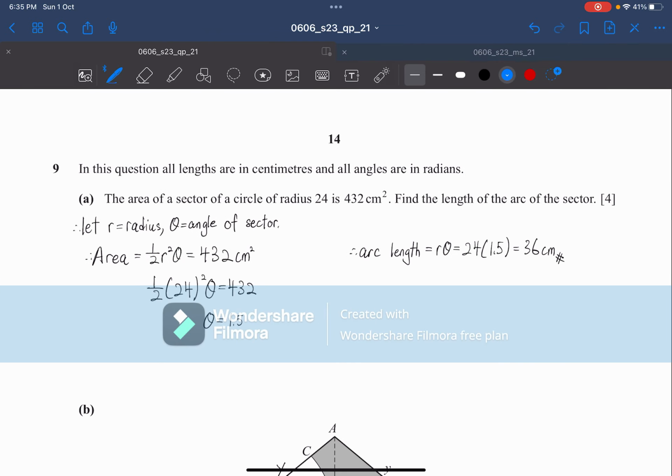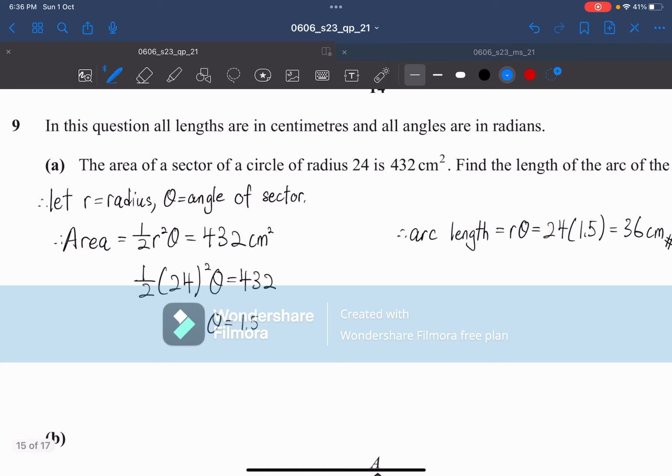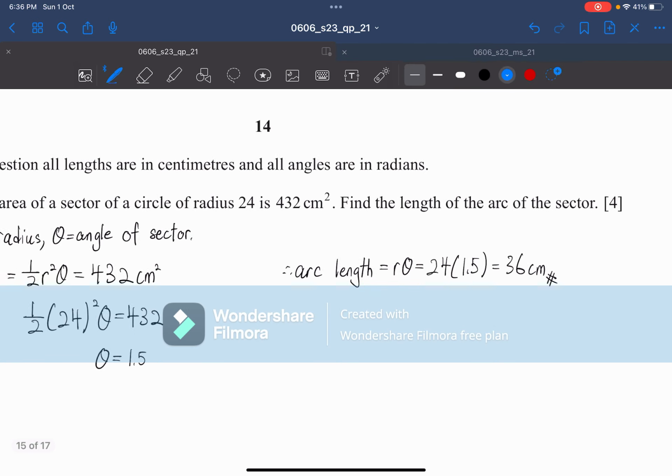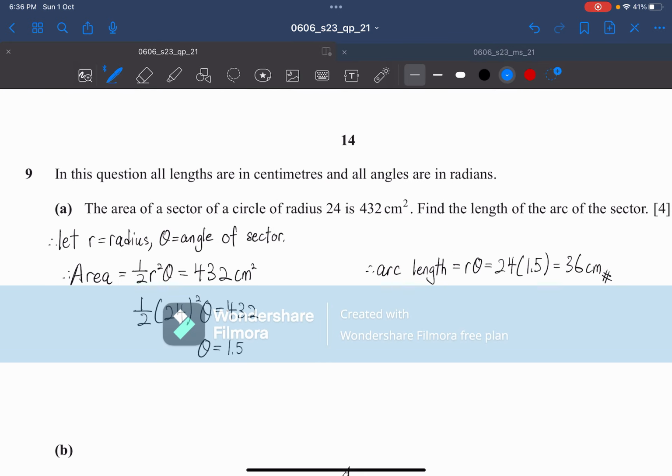So, in this question, all lengths are in centimeters and all angles are in radians. The area of a sector of a circle has a radius of 24 and an area of 432. Find the length of the arc of the sector. So let r be the radius and theta be the angle of the sector. I define r and theta. And we know that the area of a sector is 1/2 r² theta, equal to 432. So substitute all the values that you have. We know that r is 24, so theta will be 1.5. And the arc length is just r theta. That's the formula. So 24 multiplied by 1.5, you get 36 centimeters. And yeah, that's the arc length.